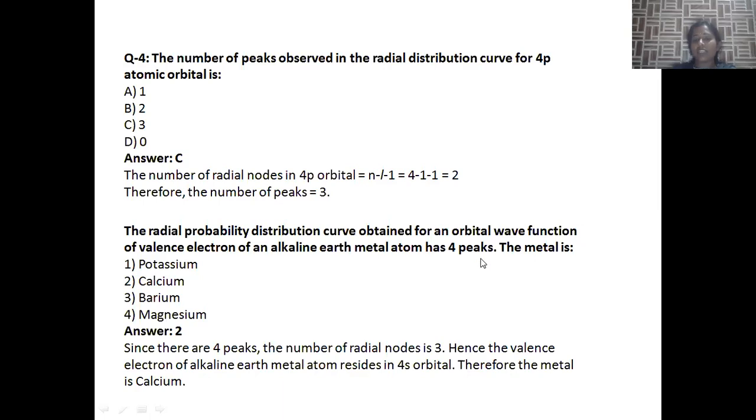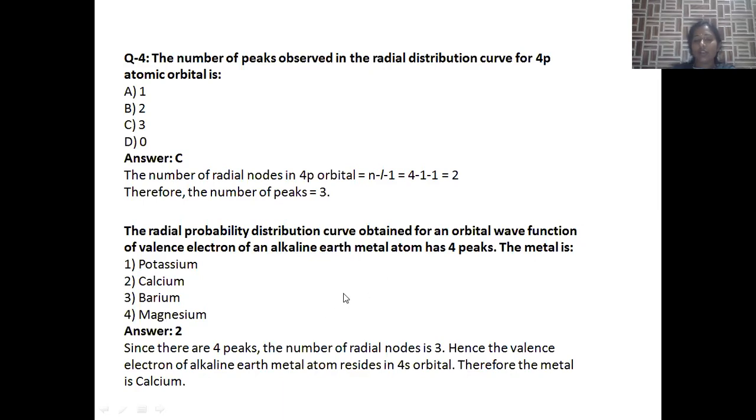4 peaks indicate that 3 nodes are there. If 3 nodes are there and it belongs to an alkaline earth metal, it should give only 4 peaks and 3 nodes. It is very clear that an alkaline earth metal is nothing but s block, so the l value is equal to 0. Here we have to get 3 nodes: n minus l minus 1 is equal to 3, and we have to find the n value.